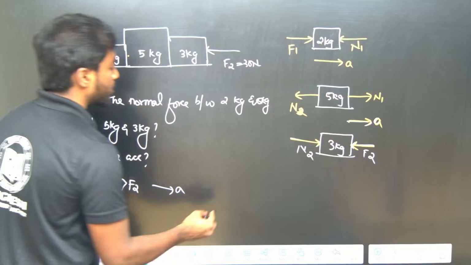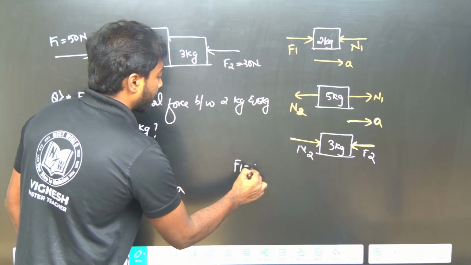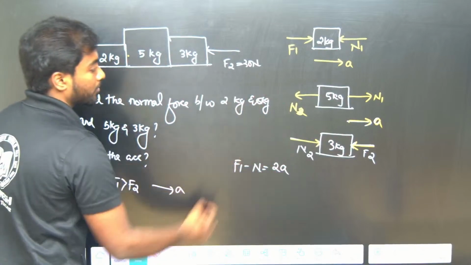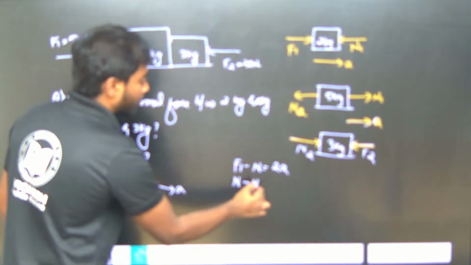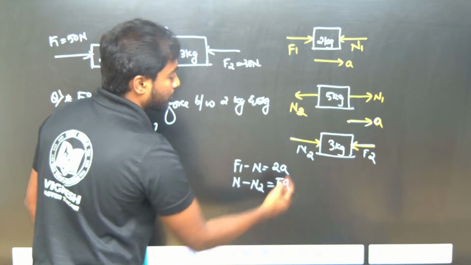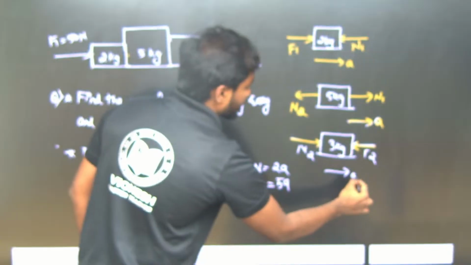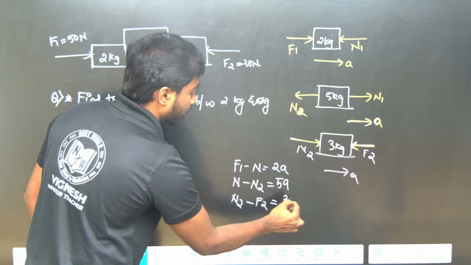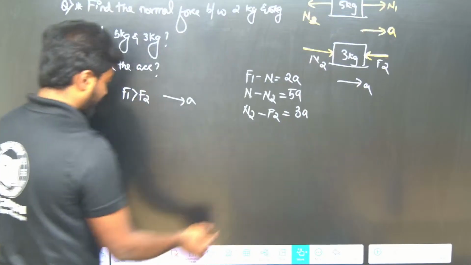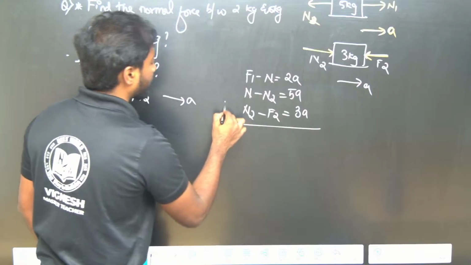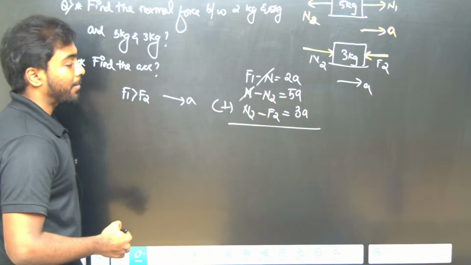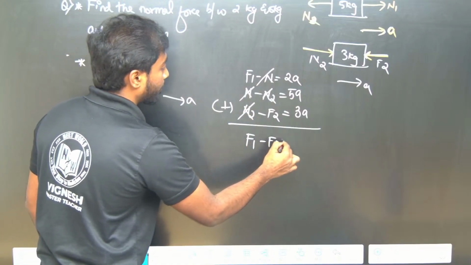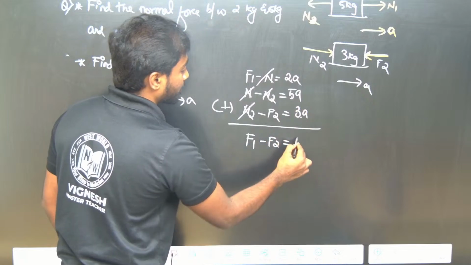Let me write the equations. F1 minus N1 will be equal to 2A, for the next it is N1 minus N2 equals 5A, and for this one, in this direction of acceleration, N2 minus F2 will be equal to 3A. When I add the three equations, N1 and N1 get cancelled, minus N2 plus N2 also. So F1 minus F2 will be equal to 2 plus 5 plus 3, that is 10A.